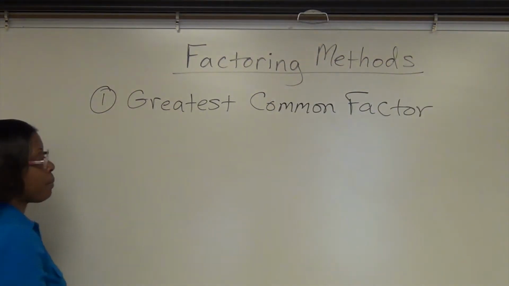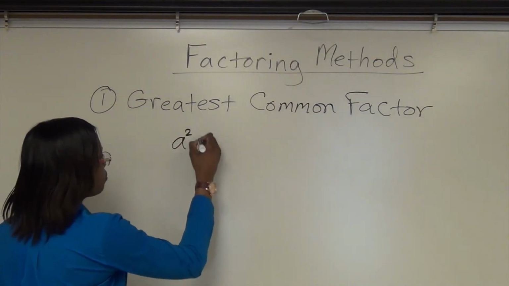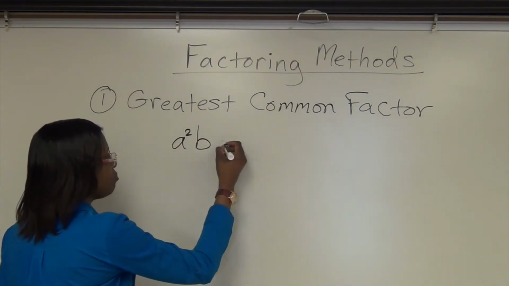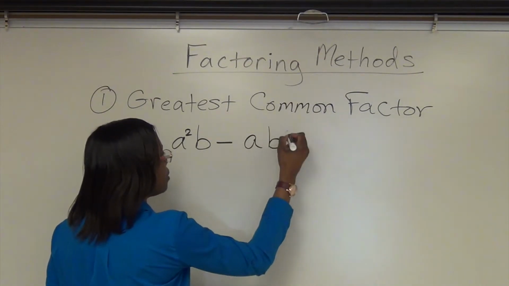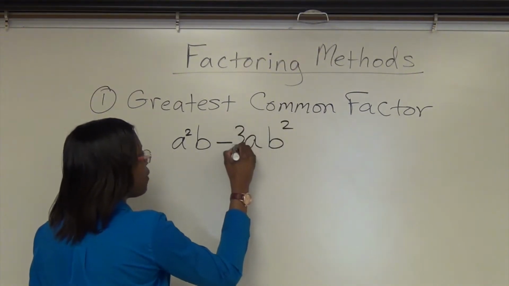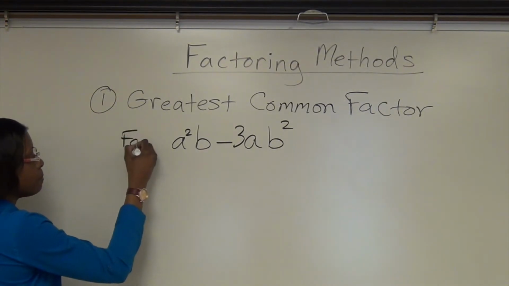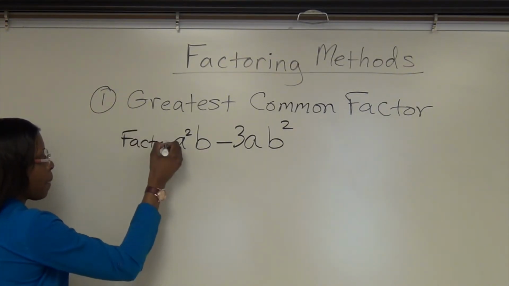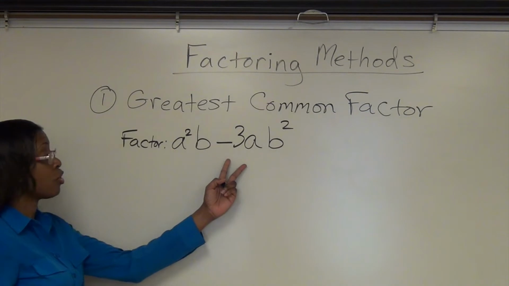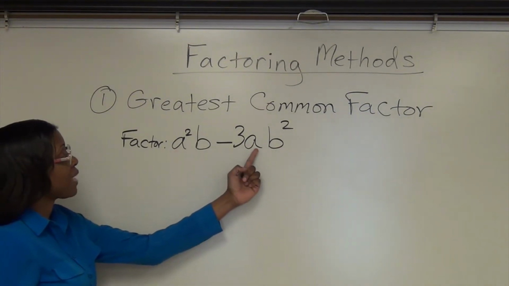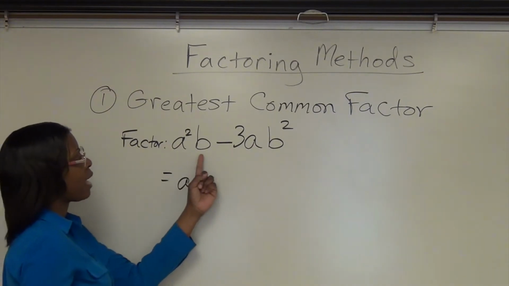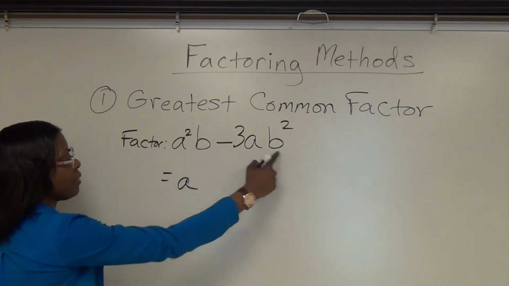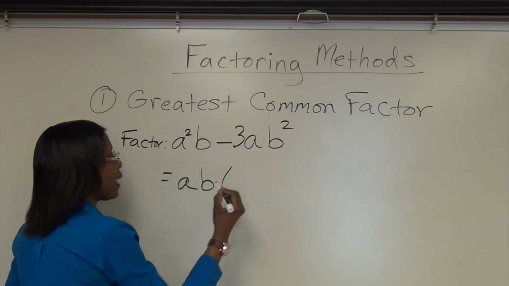So first, we have a problem: a squared times b minus a times b squared. Let's throw a number in there. We want to factor this. So we take out what these two terms have in common. They both have a. You take out the lowest power, so a. And we also take out b. They both have b in common. And what do we have left?